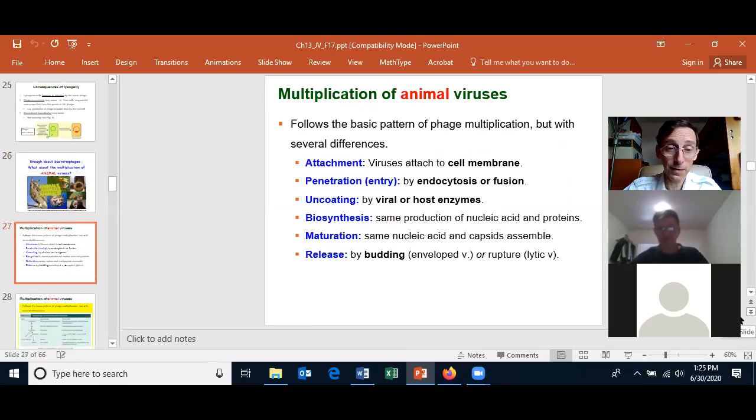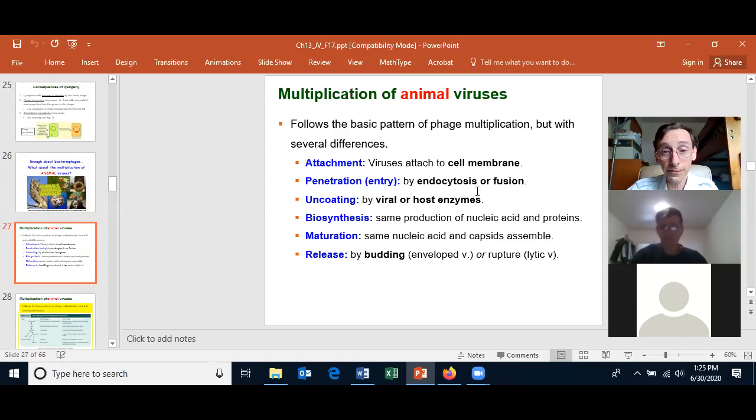So let's talk a little bit about animal viruses. I mentioned that they go through pretty much the same pattern of viral replication, but there are some differences. For example, they attach to the cell membrane because animal cells don't have a cell wall.